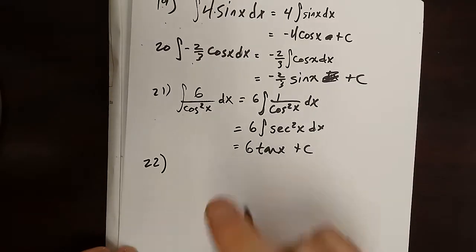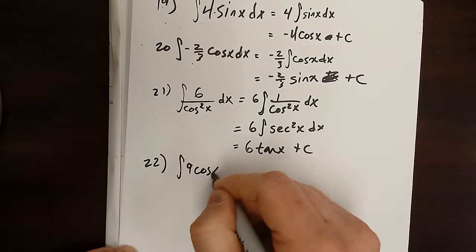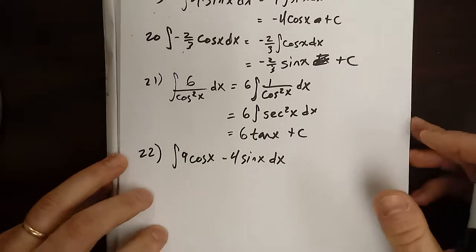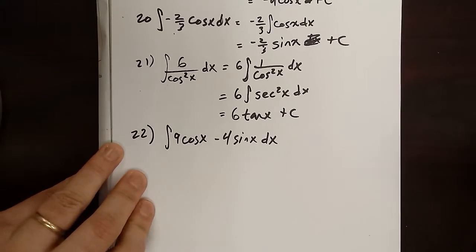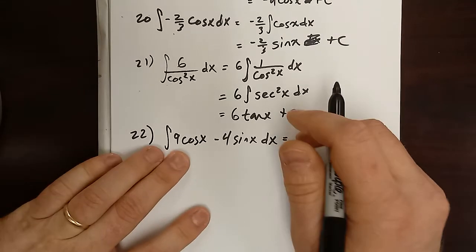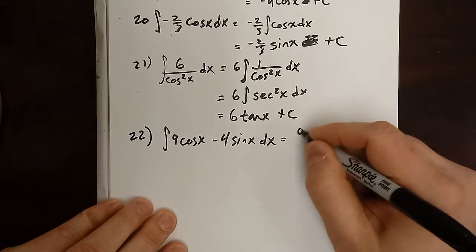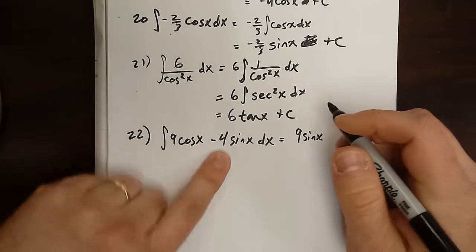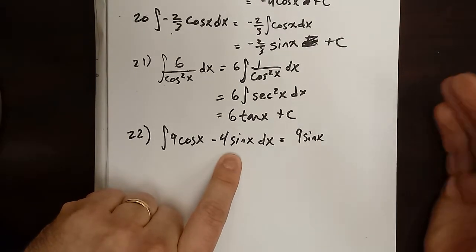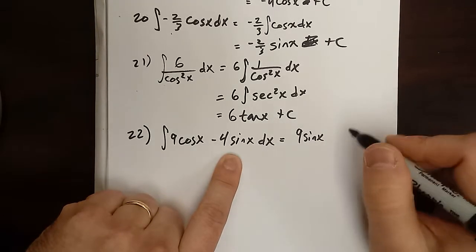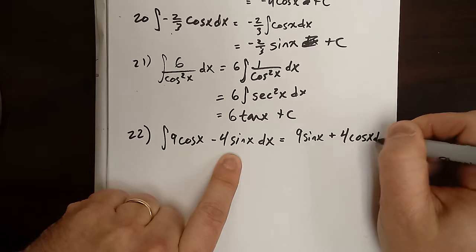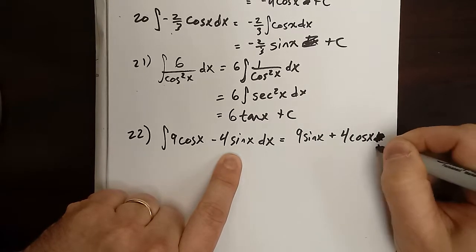22, 9 cosine minus 4 sine. All right, I'm going to jump to the answer, and then I'm going to talk about the technicality of what we're doing here. So 9 cosine, I took the derivative of 9 sine to get that. And then here it says minus 4 sine. That means that I started with a regular cosine, right? Because cosine turns into negative sine when we take its derivative. So I'm going to say plus 4 cosine x plus c. I keep writing the dx.